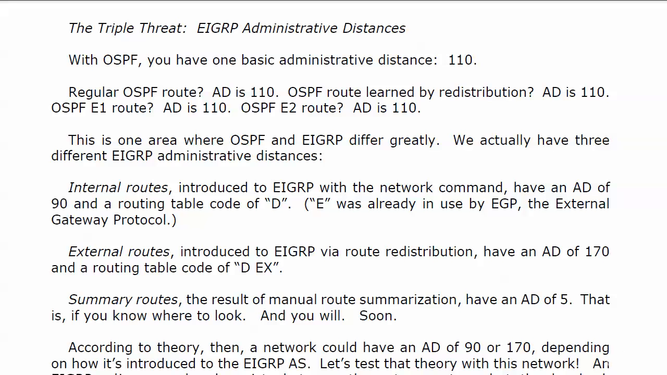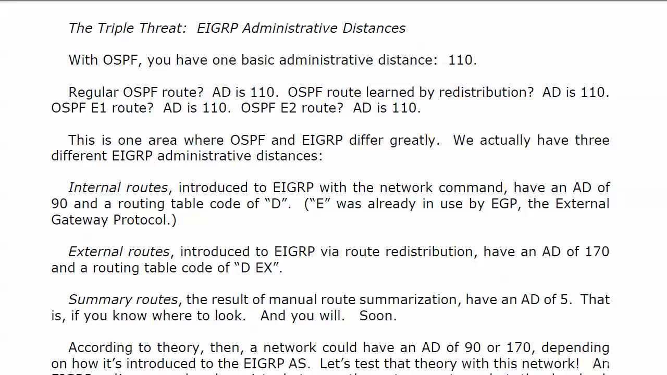My point here is that where with OSPF we have one default administrative distance, with EIGRP we actually have three. First, we have the default AD for internal routes, and that's a route introduced to EIGRP via the network command. They have an AD of 90. We've seen those before. We're going to see them again in a minute. And a routing table code of D, because E was already in use when EIGRP came along, so they just went back one letter.